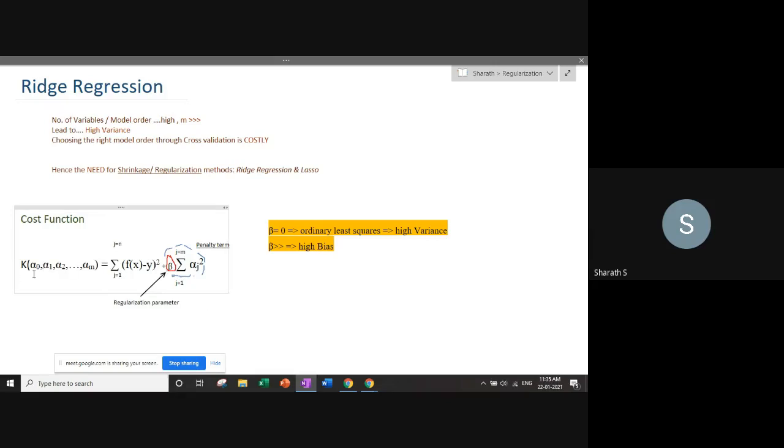So we have the cost function. It's a multiple linear regression or polynomial regression cost function with coefficients alpha naught through alpha m. It's defined as the summation of (f(x) minus y) the whole square, and of course you have 1 by n and other stuff. To that, we are going to add one more term. This term is known as the penalty term. If you look at the penalty term, this is a summation of alpha j square.